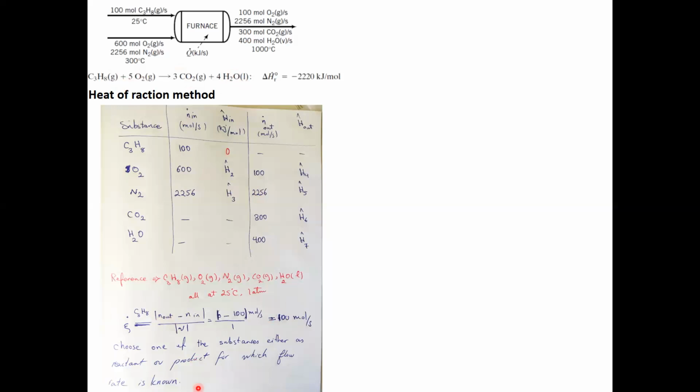So you can choose propane like me, you can choose oxygen, you can choose CO2, you can use water. You cannot use nitrogen because nitrogen is not involved in this reaction. So it should be, for sure, one of the reactive components, either from the reactants or from the products. But you have to put it in the same equation and calculate the extent of reaction. Hope it's clear.